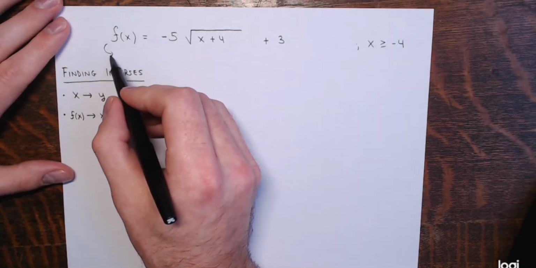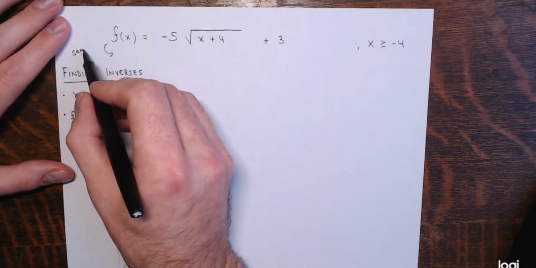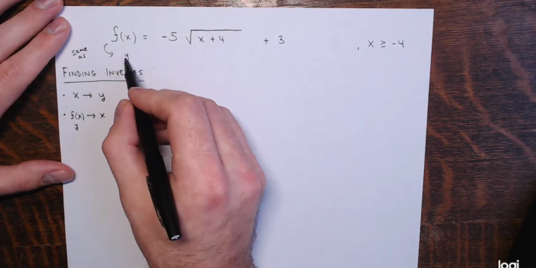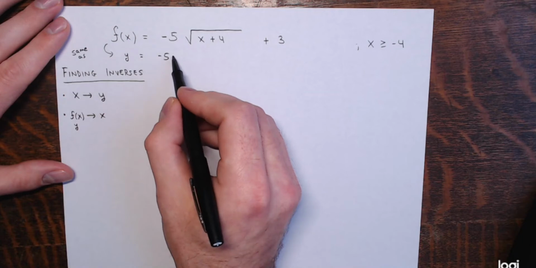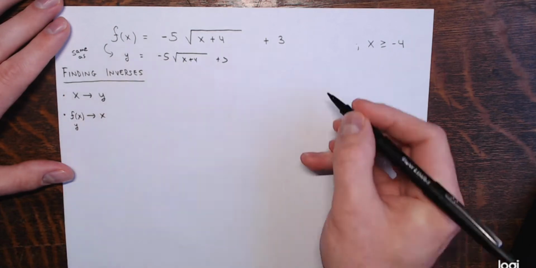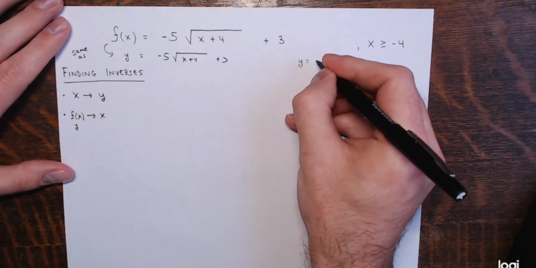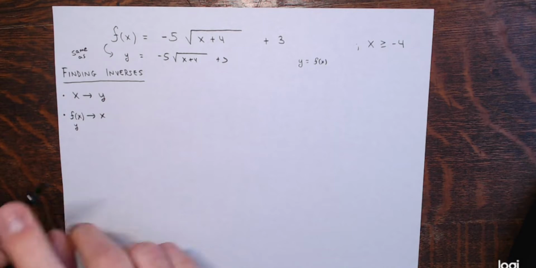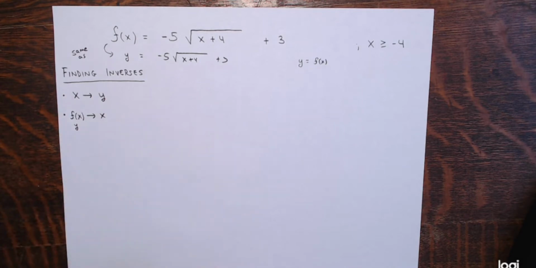So this function here is the same thing as the following, if you wish: y equals -5 times the square root of x plus 4, and then plus 3. These mean the same thing, but here I'm having y be f of x. But now we invert.